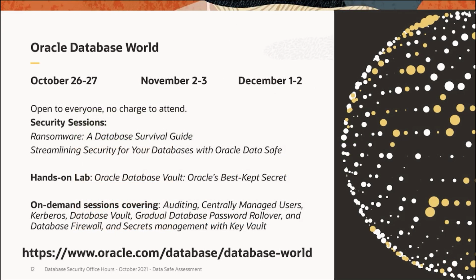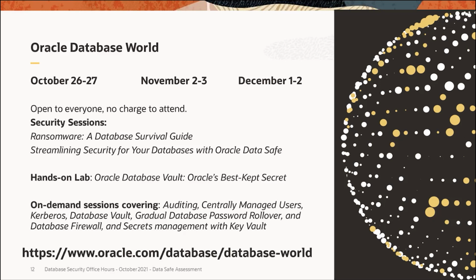Oracle Database World is fast approaching. We'll have 3 different sessions for Oracle Database World this year: October 26th through the 27th, which is really intended for North America and will be at an hour convenient for North America; November 2nd through 3rd, which is intended for EMEA. It'll be a little early for North America, but still usable, and possibly usable for some people in the Asia Pacific region. And then December 1st and 2nd, which will be for our customers in the Asia Pacific region. This, unlike Open World, Database World is open to everyone. There's no charge to attend.